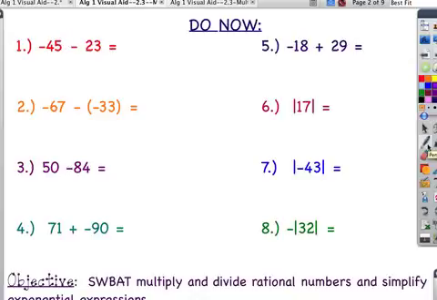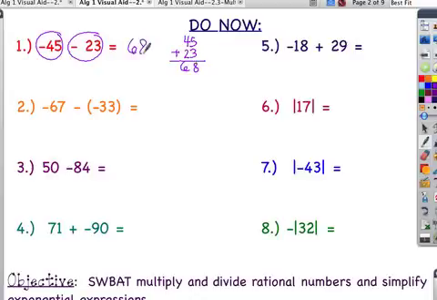These are the same sign, since they're both negative. So according to our wrap, same sign, add, and keep. 45 plus 23 gives us 68, and I keep my negative sign.